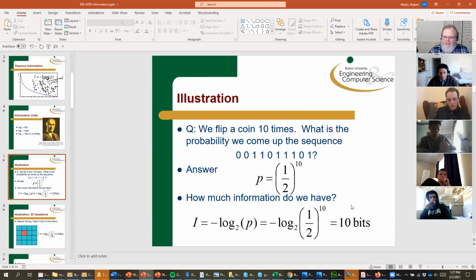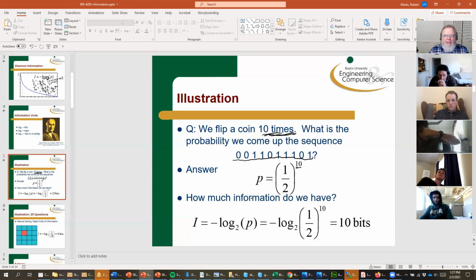Now let's apply this to something we know, which is bits. Suppose we flip a coin 10 times. What is the probability that we come up with this exact sequence? Tails gives us a 0, heads gives us a 1. So we get tails, tails, heads, heads, tails, heads, heads, heads, tails, heads. The probability of coming up with that exact sequence is the probability of the first event times the probability of the second event, etc. So each one of the probabilities is 1/2. So it's 1/2 raised to the 10th power, since there's 10 bits here. That would be the probability of getting this exact sequence of ones and zeros, correct?